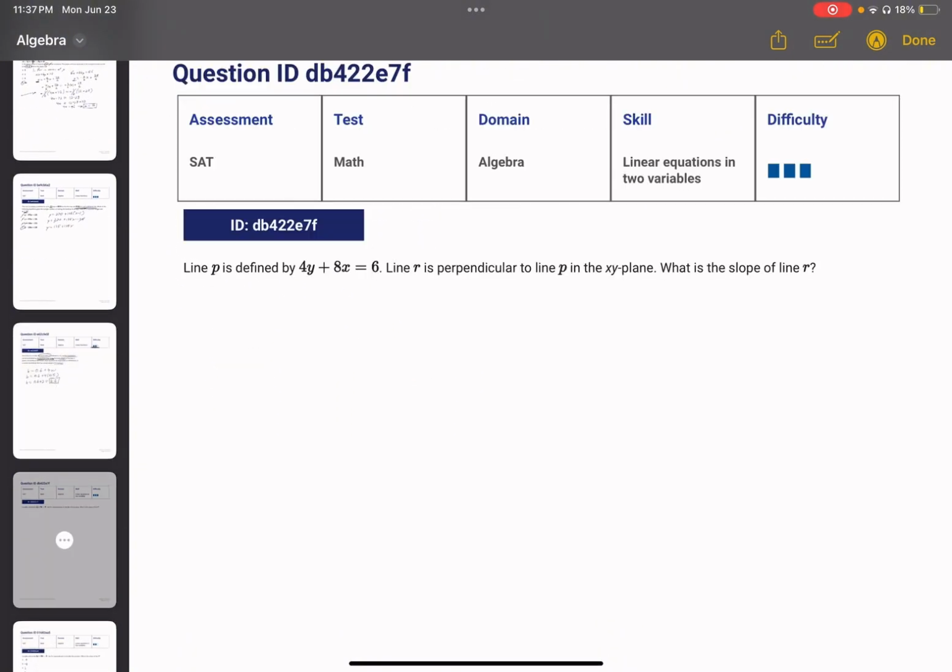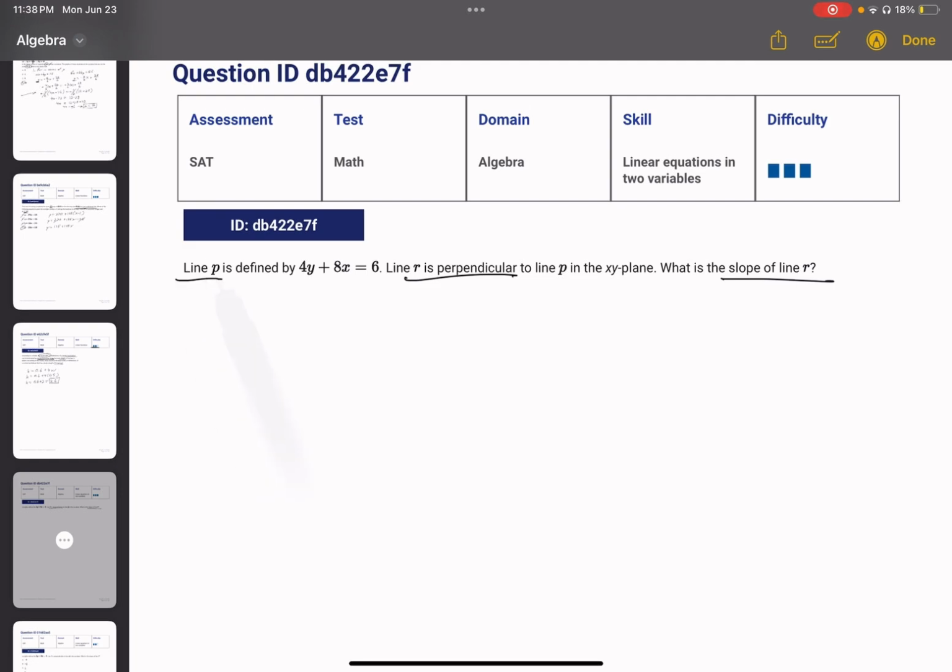Looking at our next question: line P is defined by 4y plus 8x, which is equal to 6. Line R is perpendicular to line P in the xy plane. What is the slope of line R? Okay, line R is perpendicular, slope of line R. We know we've had multiple of these questions before.